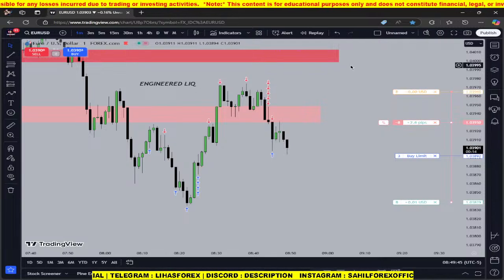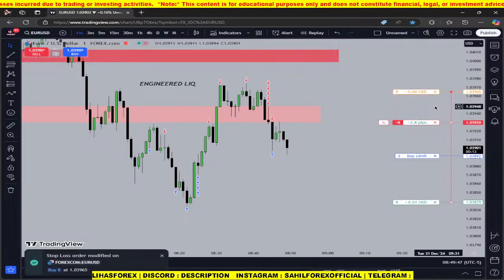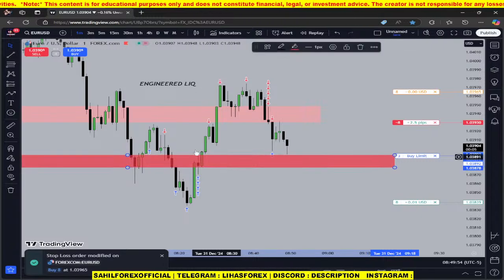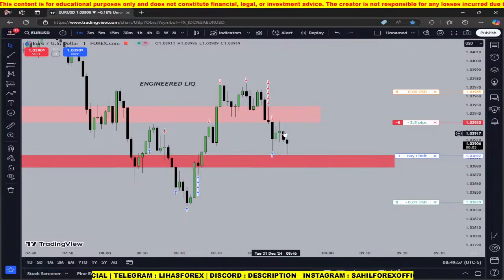By the way, I cannot move my stop over here. It's not safe. As we capture this level, then I can move my stop over there. Right now, I want to capture this level with closing basis.